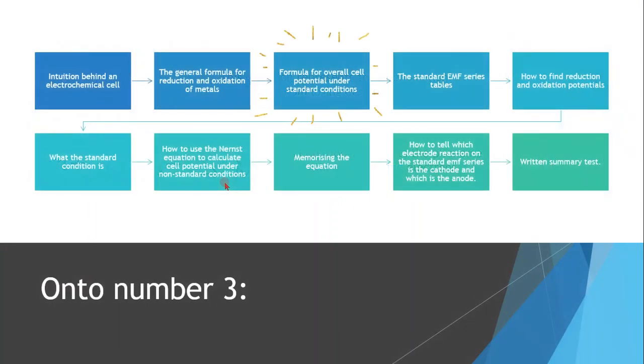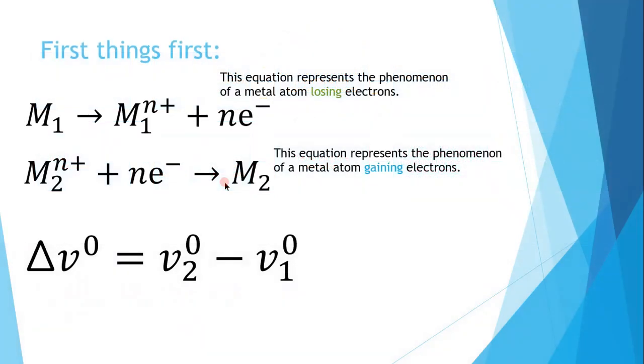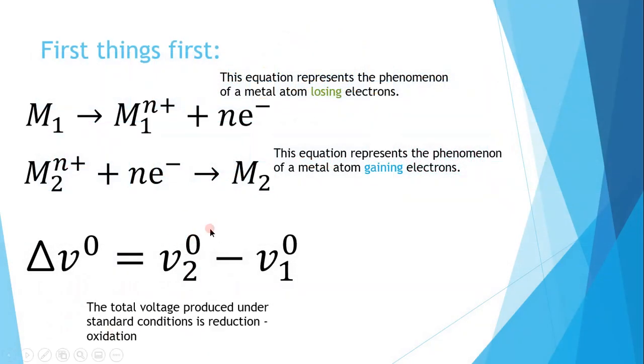Alright, so what's the overall cell potential under standard conditions? So this is just the reduction potential minus the oxidation potential. So that is pretty much it. And you get your potentials from a table, so don't worry, you don't have to make a cell during your exam. They give you a table with the numbers.